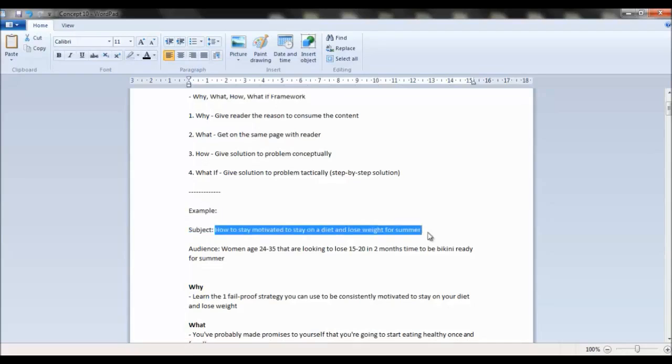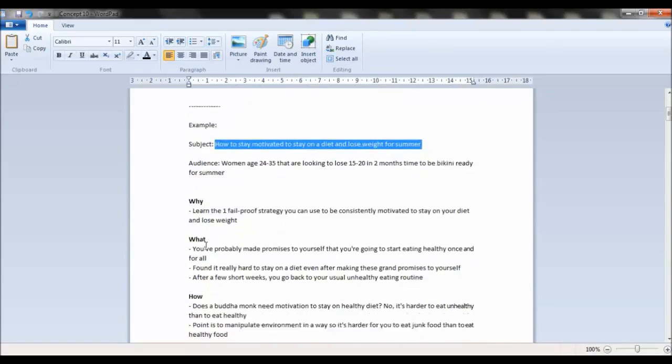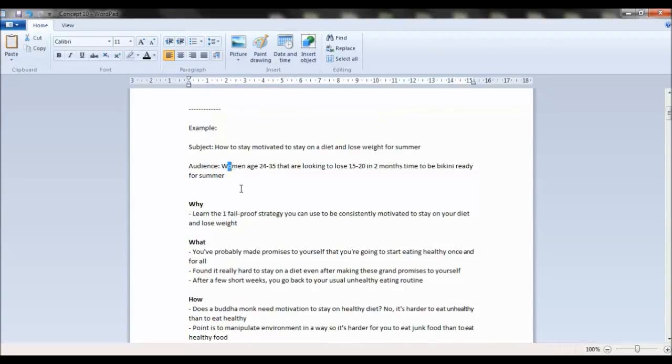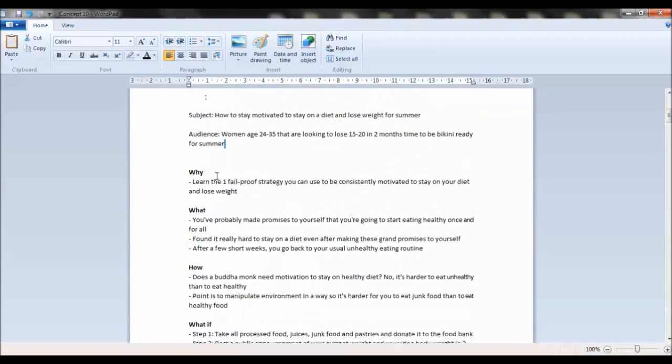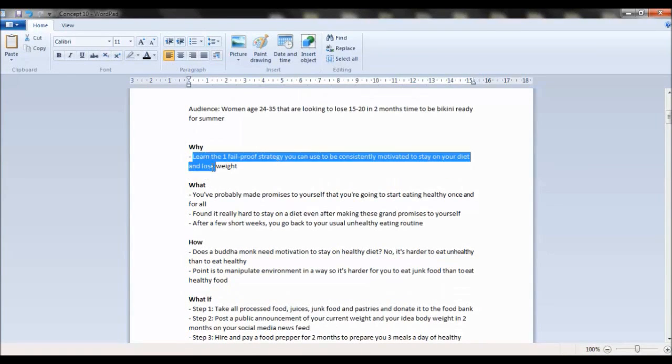So if we're talking about this subject for a how-to piece of content, then we're going to proceed this way. And the audience for this is women aged 24 to 35 that are looking to lose 15 to 20 pounds in 2 months' time to be bikini ready for summer. All right, so remember, first part of the framework is the why component. It's to give them the motivation to consume your content. So in point form, it will be like this. Learn the one fail-proof strategy that you can use to be consistently motivated to stay on your diet and lose weight. All right, so that is the motivation.